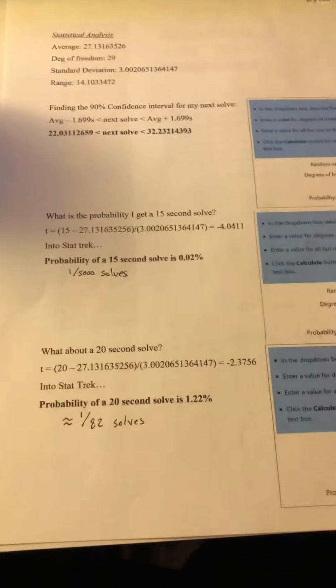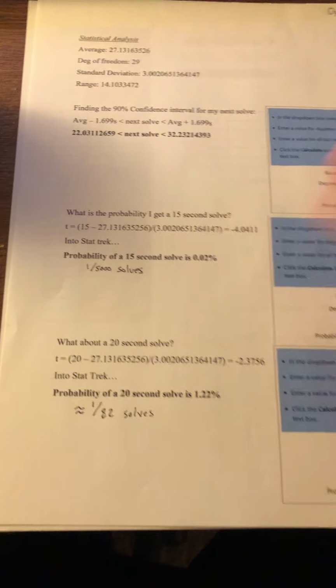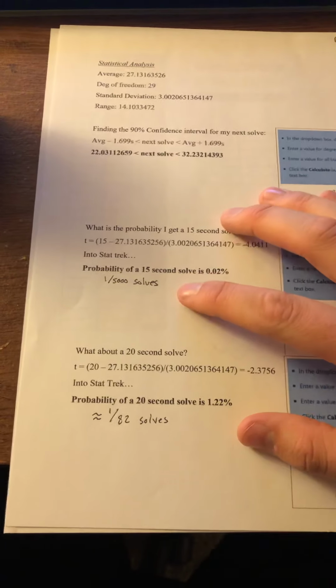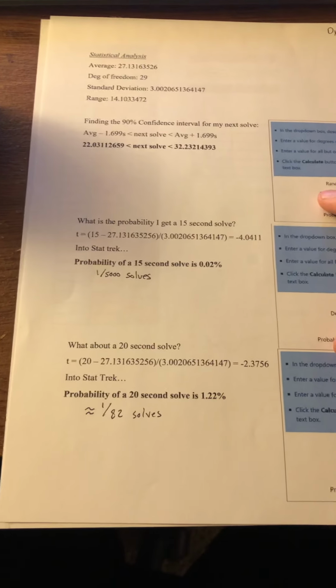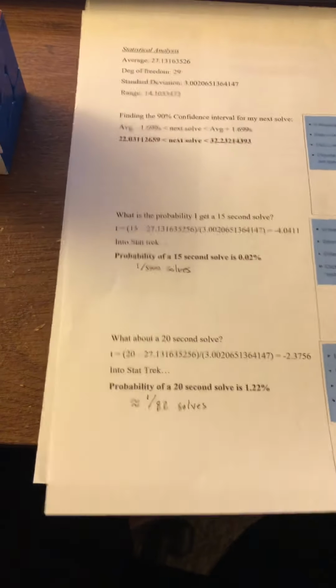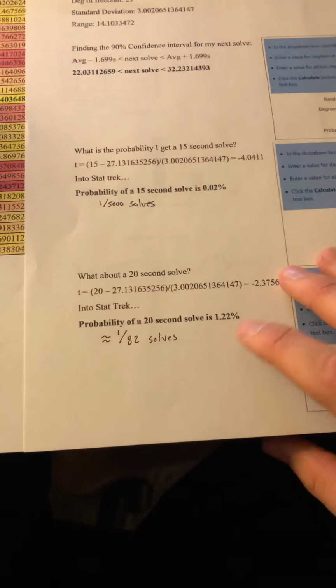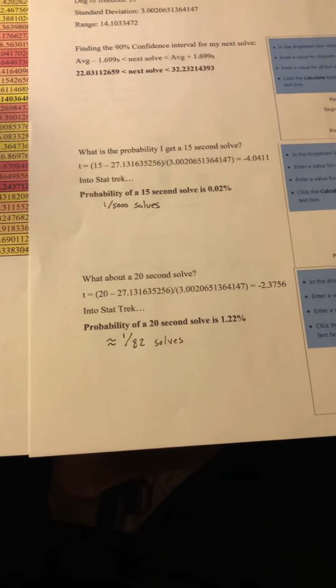Then I asked, what would be the probability I get a 15-second solve? If I made no improvement whatsoever, it'd take me about another 5,000 solves, or 1 out of every 5,000 that I do. In my data, I actually did get my personal best of 18.14, so I thought, what is the probability of me getting a 20 seconds or lower? It'd be 1.22%. So yeah, that was my project.